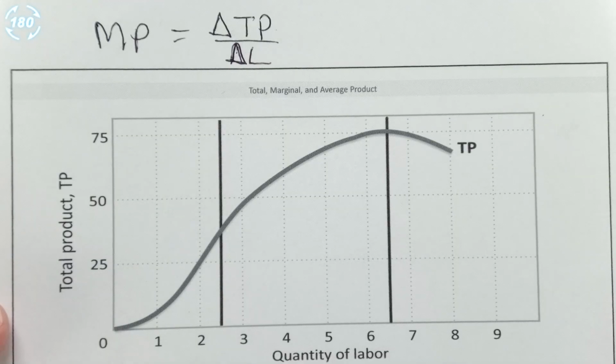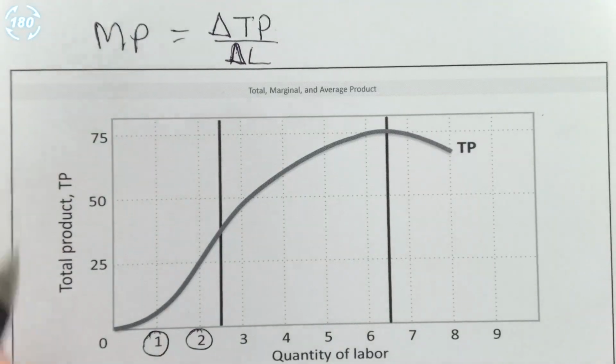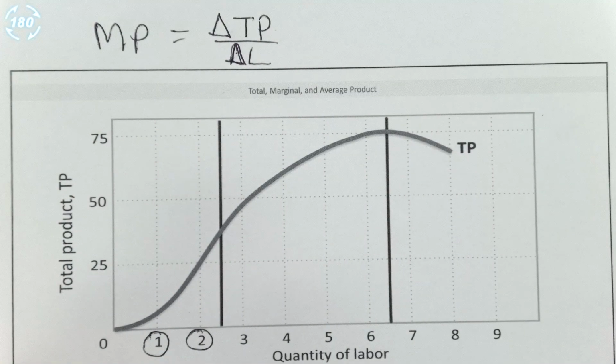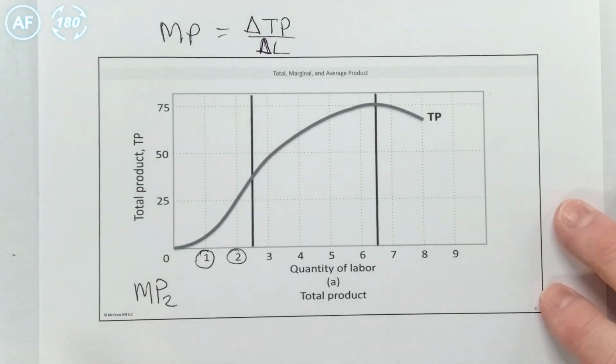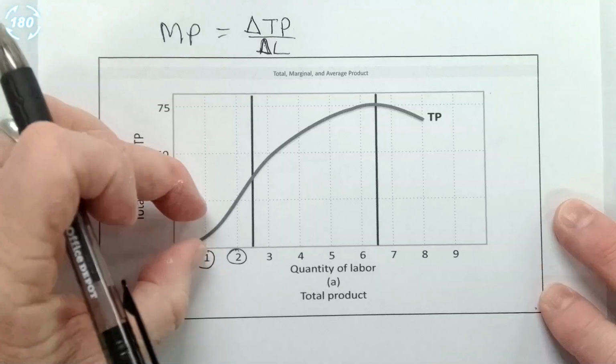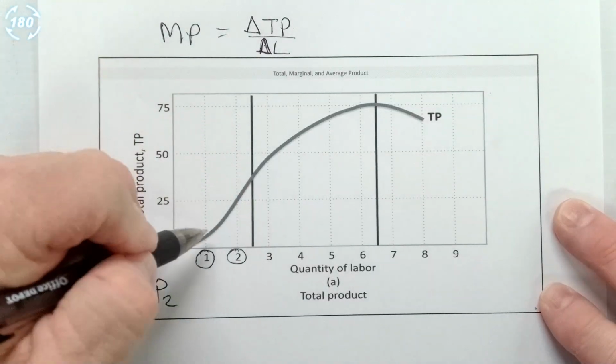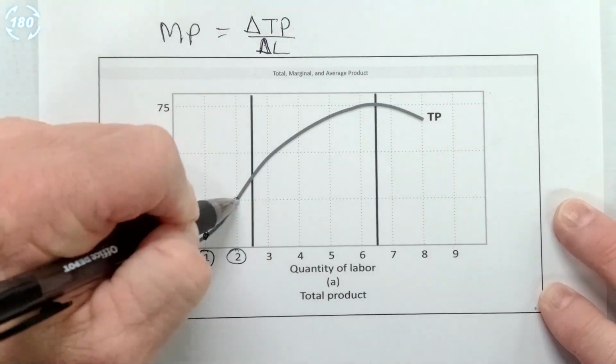What do I mean by that? Suppose, for instance, we want to go from 1 worker to 2 workers and find the marginal product. That's different than the average product of 2 workers, AP sub 2. The marginal product of the second worker is our notation here. It is the additional product for that worker. So it's the slope of this line here.